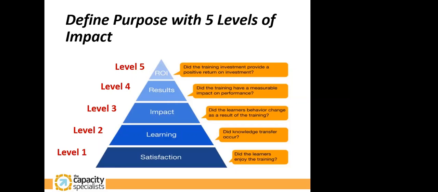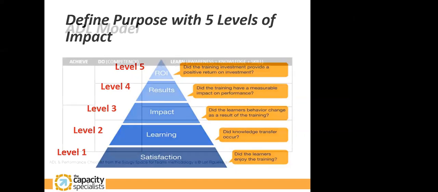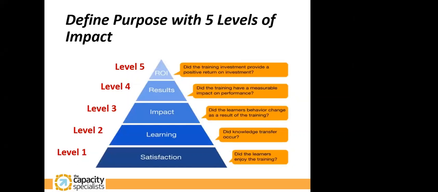Level 1, what Don Kirkpatrick calls the satisfaction level. We give a survey: did you like the course? Everybody does that. It does nothing. All that data you collect, nobody reads it. There's nothing you can do to change. The best you have there is, what can we do better in this course?